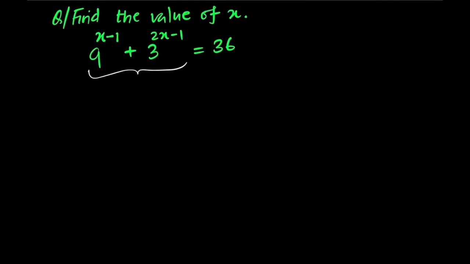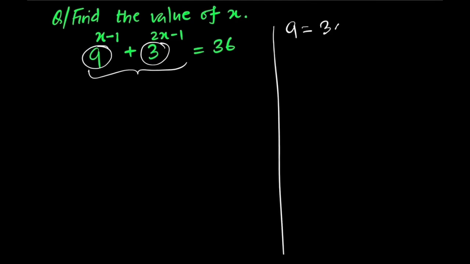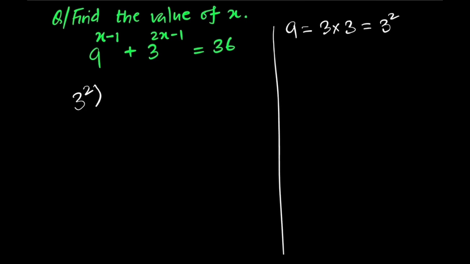On this side of the equation, one of the bases is 9 and the other one is 3. So the first thing I want to do is make the same base. I can write this 9 as 3 times 3, which is 3 square. So substitute 9 equals 3 square, which becomes 3 raised to 2 raised to x minus 1 plus 3 raised to 2x minus 1 equals 36.